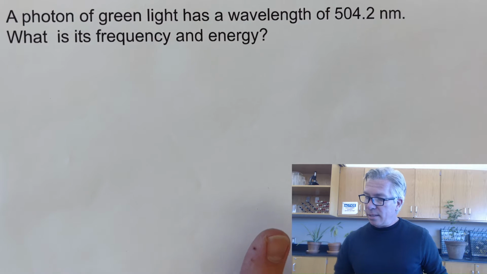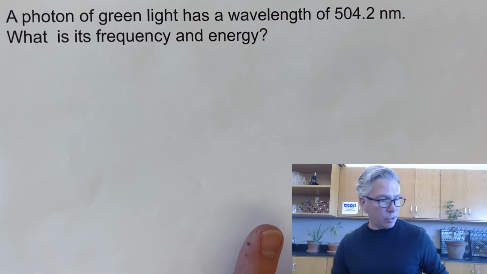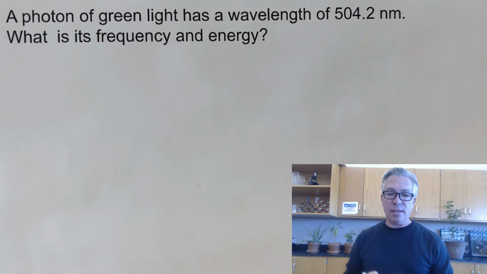A photon of green light has a wavelength of 504.2 nanometers. What is its frequency and energy?